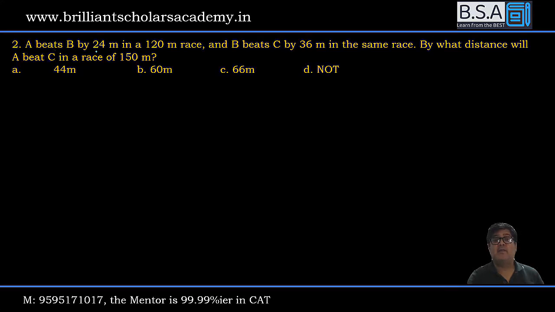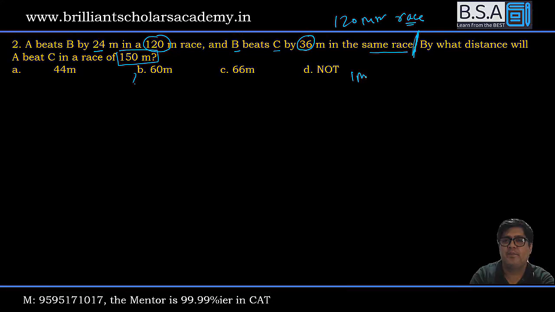A beats B by 24 meters in a 120-meter race. B beats C by 36 meters in the same race. By what distance will A beat C? Be careful. In a 150-meter race. I need to convert the race into 150 meters. These two hints are for a 120-meter race. The question is for 150 meters. So one small addition. Solve. You have 1 minute. Same approach. Solve.